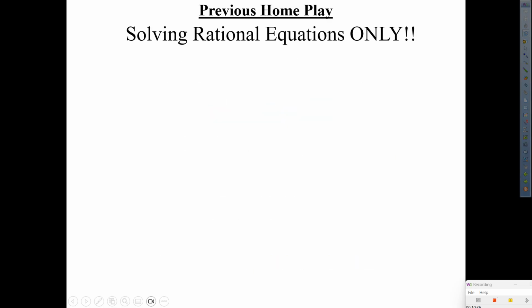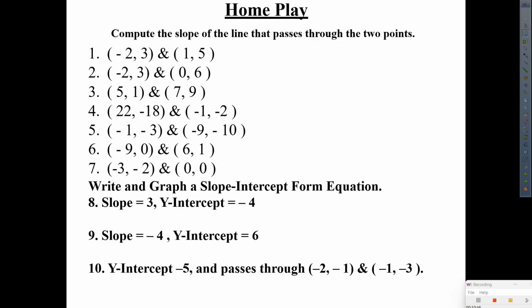All right. Once again, previous home play was one of those. Turn one of those in. Tonight's home play. Get all that graphing. Let's go.